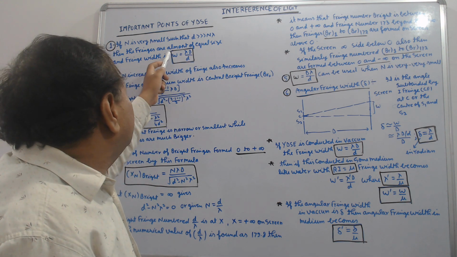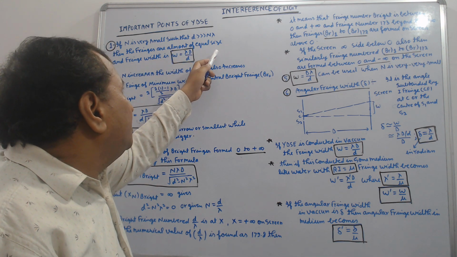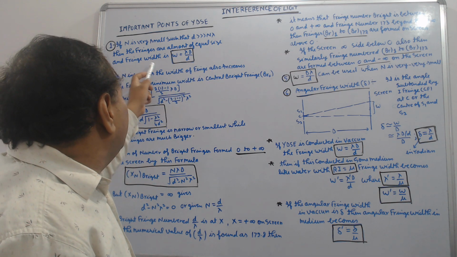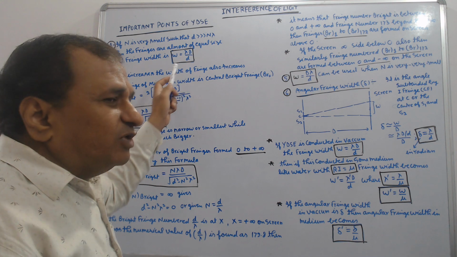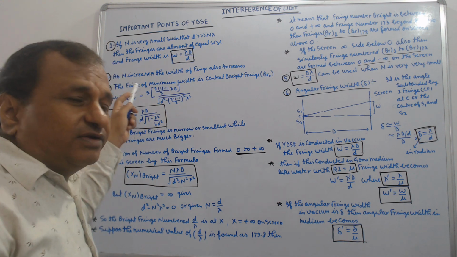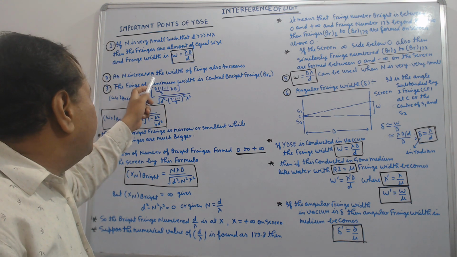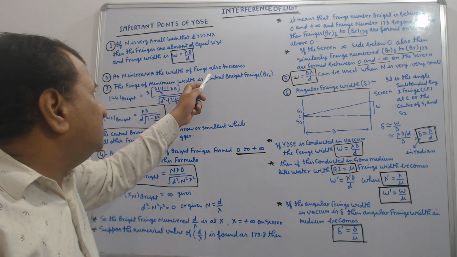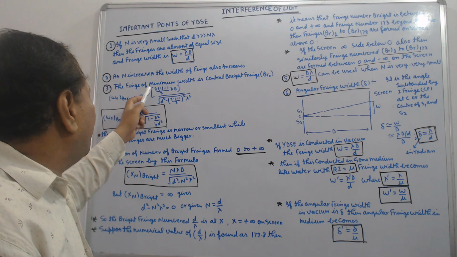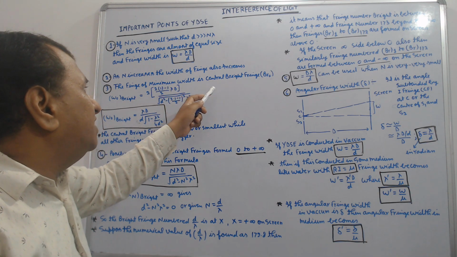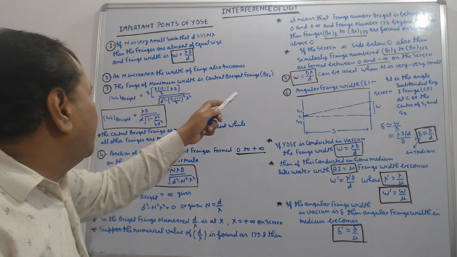Then the fringes are almost of equal size and fringe width is W equal to lambda capital D by small d. Second point, as N increases, the width of fringe also increases. Third point, the fringe of minimum width is the central bright fringe, W naught.